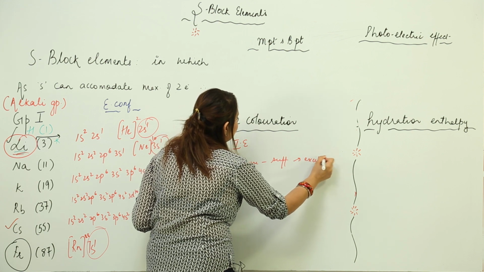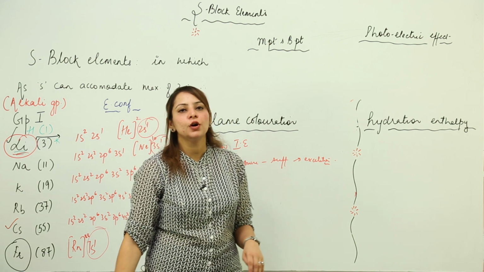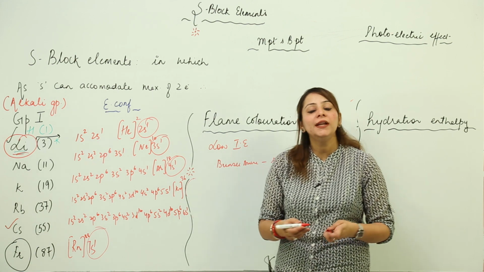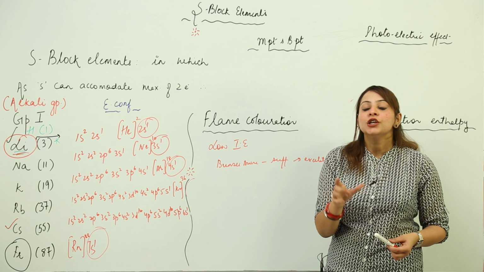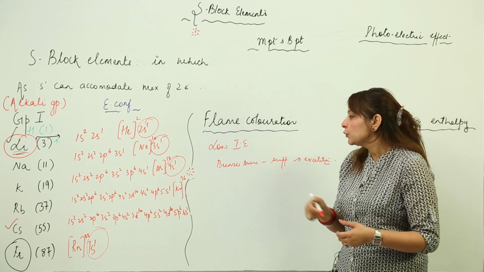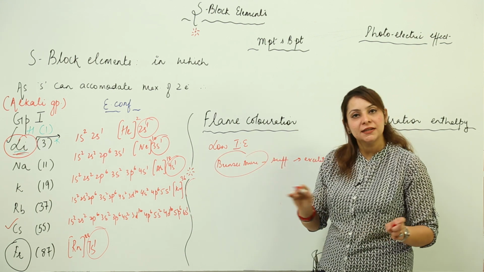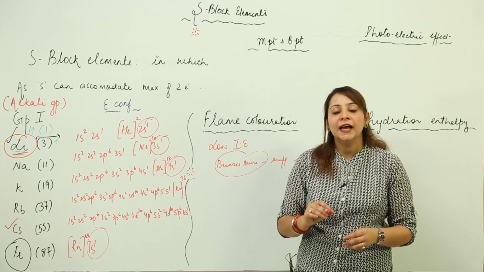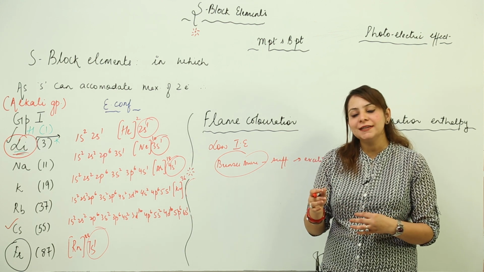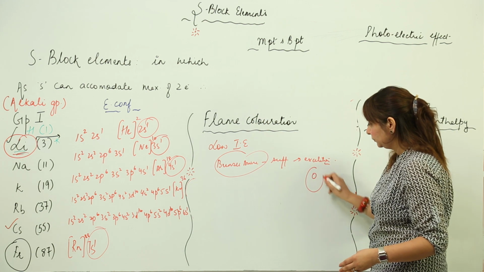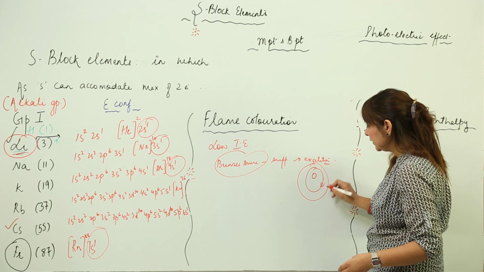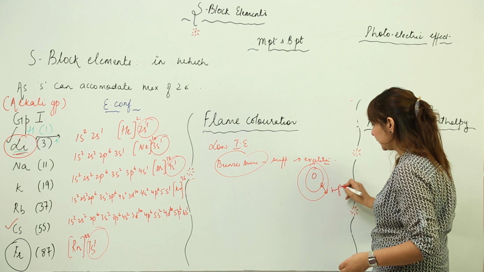You know that the only factor which governs why there is flame coloration, or why there is color of compounds, is excitation. As they possess low ionization energy, even the Bunsen burner flame is sufficient to excite an electron, and we know that excitation means the electron moves from the ground state to the excited state. Suppose an electron is present in this state, it moves to the higher state.